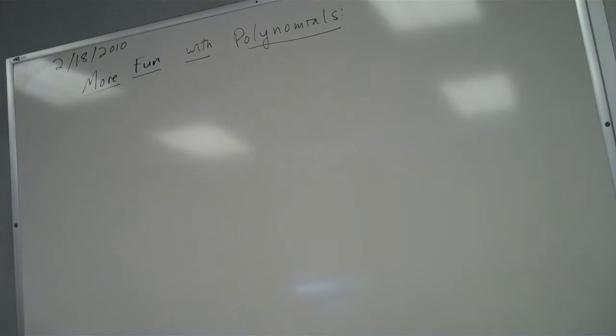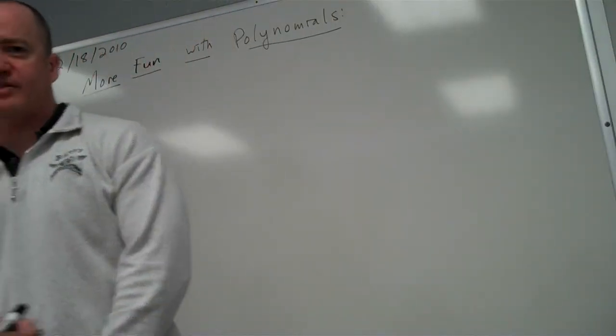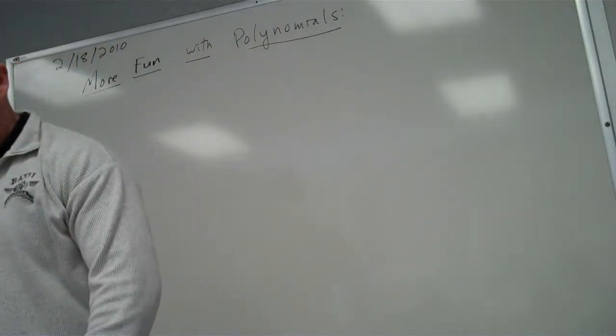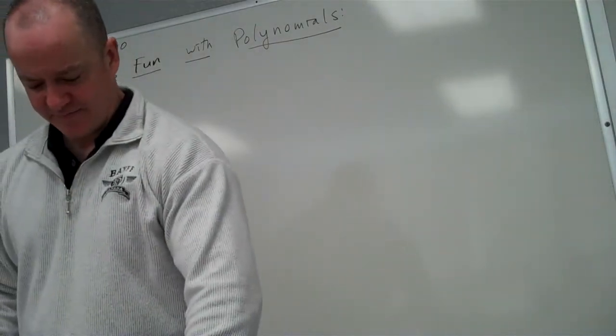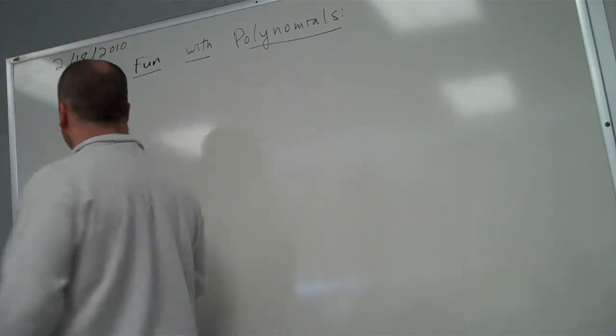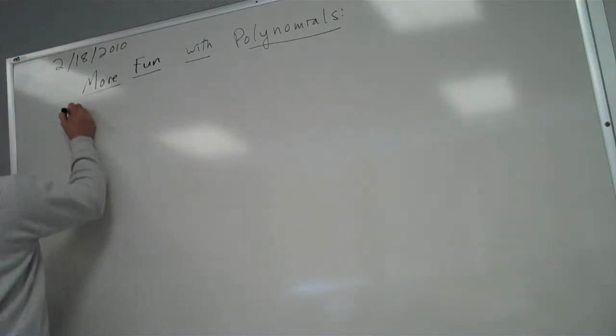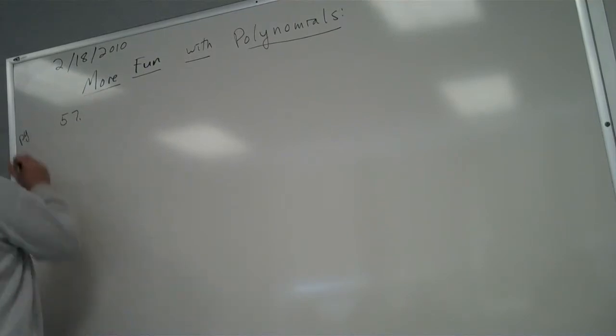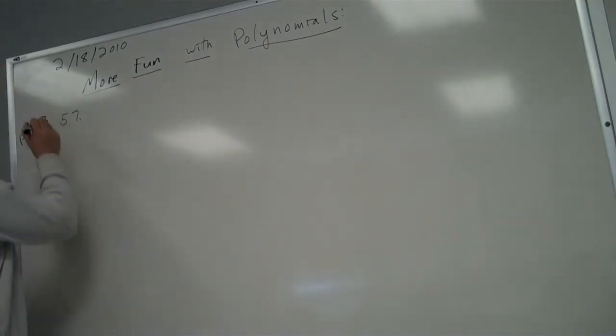All right, Eliza, you had a question on numbers. I think it was 57 and 60. Can you remind me of the page number? 333. Okay. Number 57 on the homework that starts on page 333.